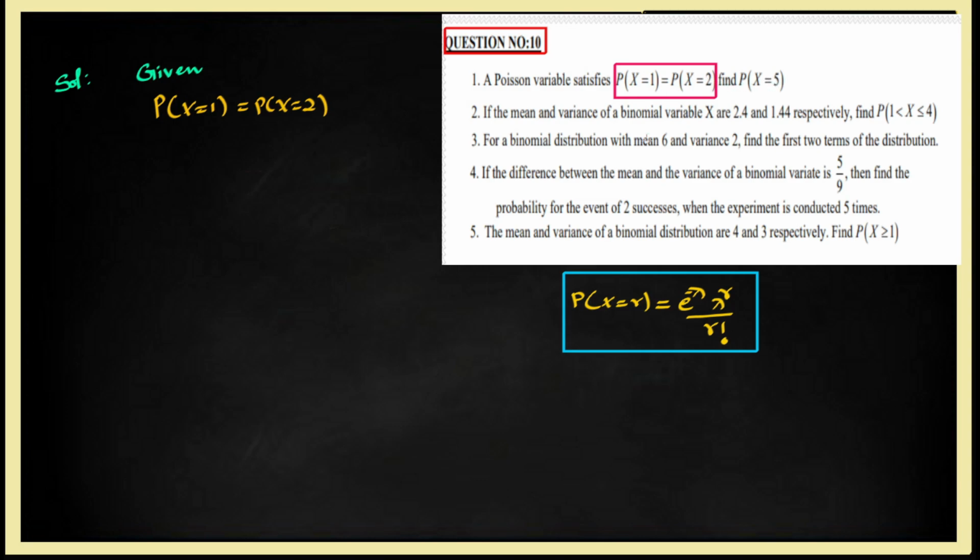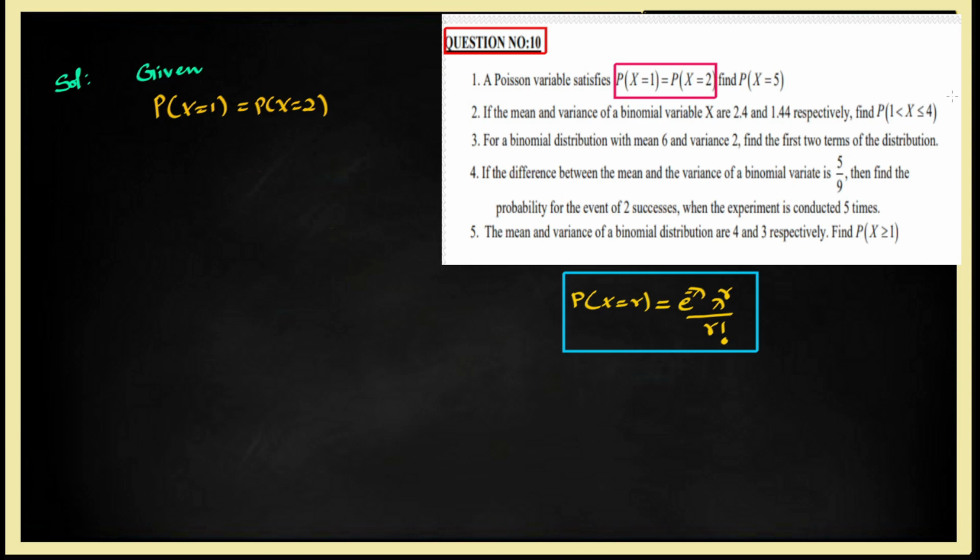So here from the Poisson distribution we know that P of x equals r equals e power minus lambda into lambda power r by r factorial. So this is the formula we are going to use in this problem. So first write down the given. What is given? P of x equals 1 is equal to P of x equals 2. Means in this formula first time we have to take r equals 1, then r equals 2.